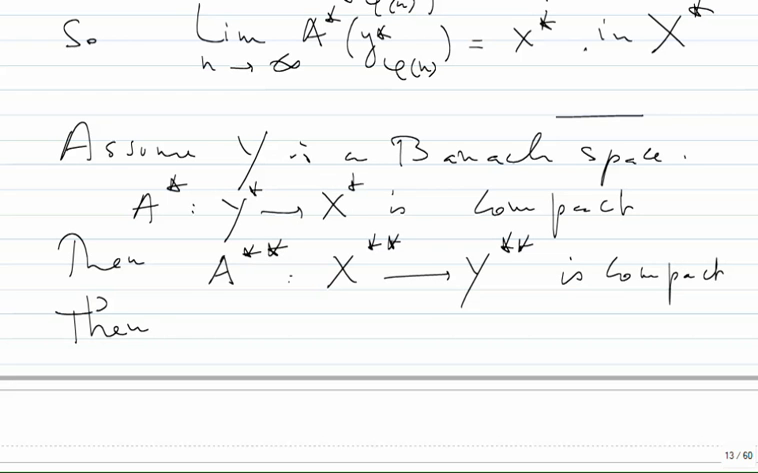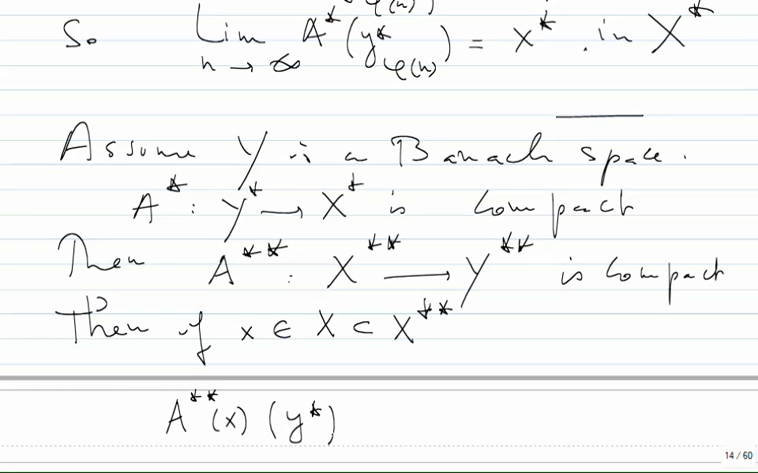So next, if x belongs to X, we can see it as an element of the bidual, and we have A double star of x. This would be an element of Y double star. So we take now, going to be defined, it's an element of Y double star. So if we take the dual of Y star, and take this, then this is a real number. So this is equal to what? So this is, by definition of the conjugate of A star.